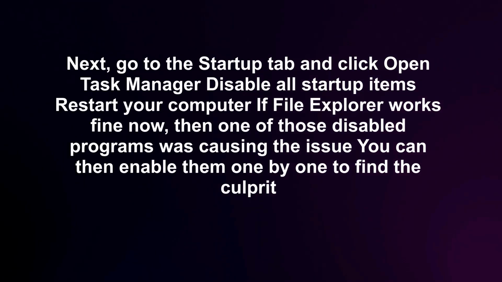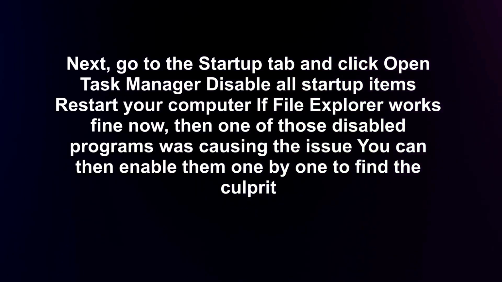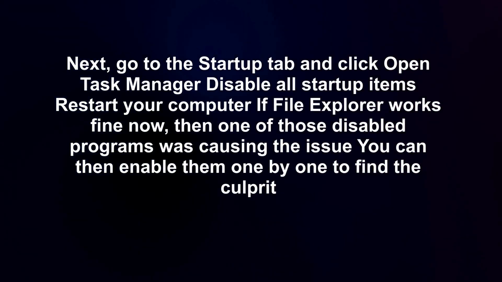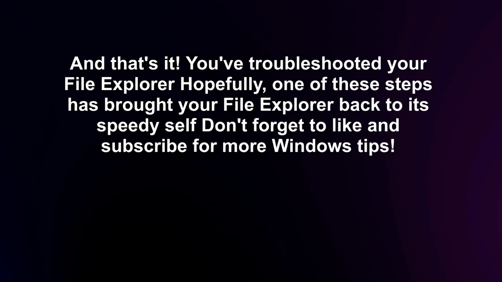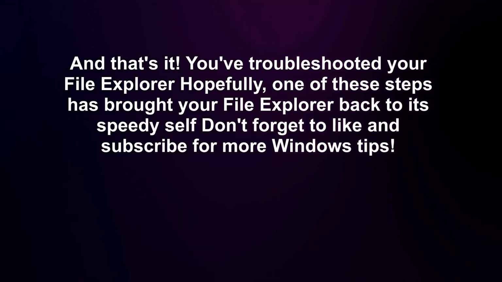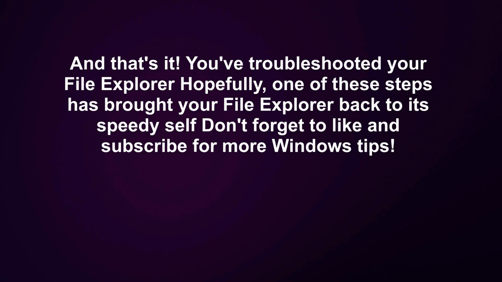If File Explorer works fine now, then one of those disabled programs was causing the issue. You can then enable them one by one to find the culprit. And that's it. You've troubleshooted your File Explorer. Hopefully, one of these steps has brought your File Explorer back to its speedy self.